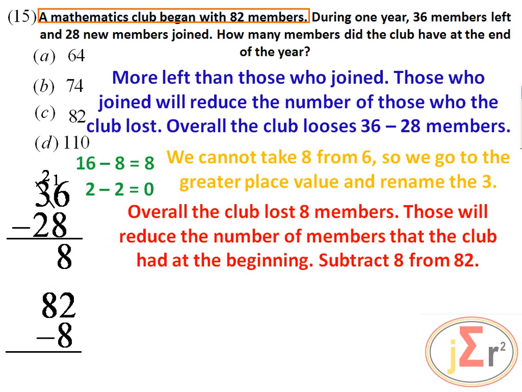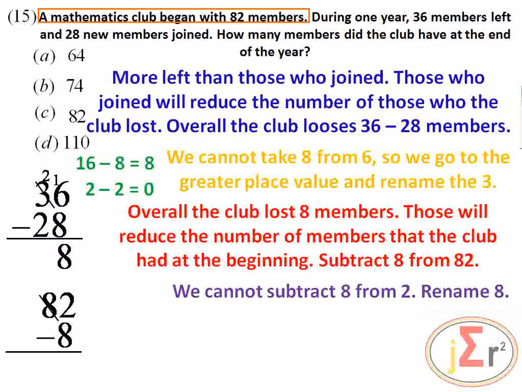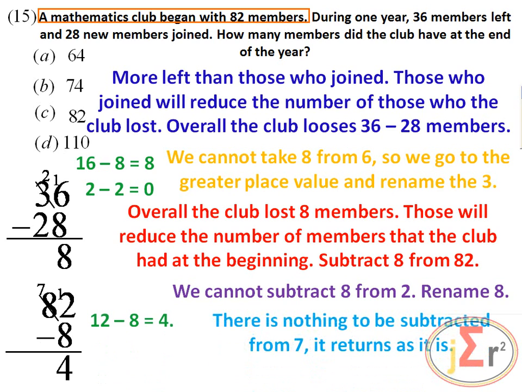We cannot subtract 8 from 2, so we rename the 8 as 7 and the 1 as 10. So a 10 will be added to the 2 and we will get 12, from which we take that 8. 12 minus 8 is equal to 4. And with nothing to take away from the 7, it returns as it is. Nothing from 7 will give 7. And the answer is 74, and that is represented by option B.